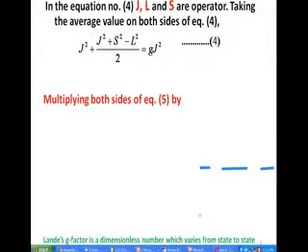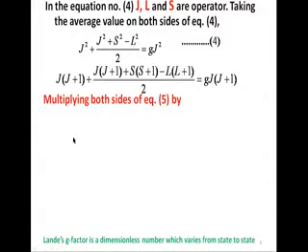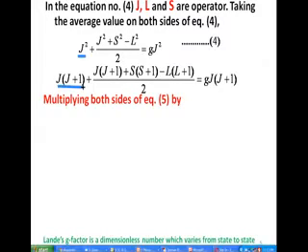So that reduces to: J square can be written as J into J plus 1, this S square as S into S plus 1, and this L square as L into L plus 1, over 2, is as such. This g J square is written as g J into J plus 1.